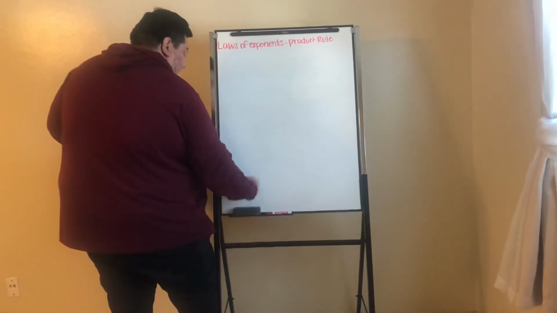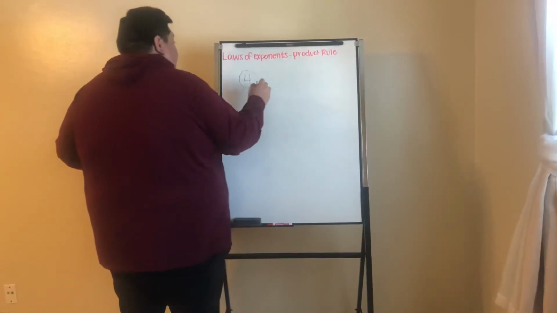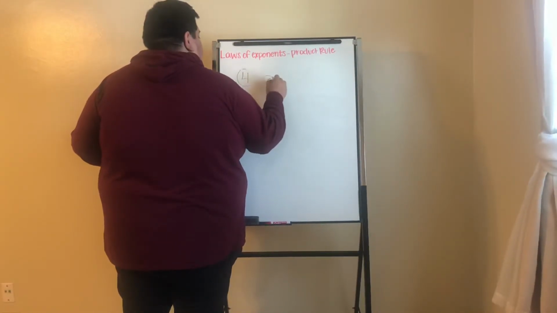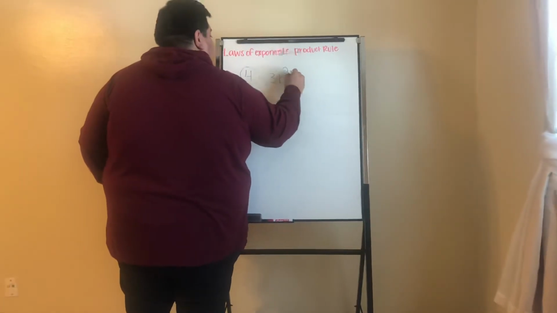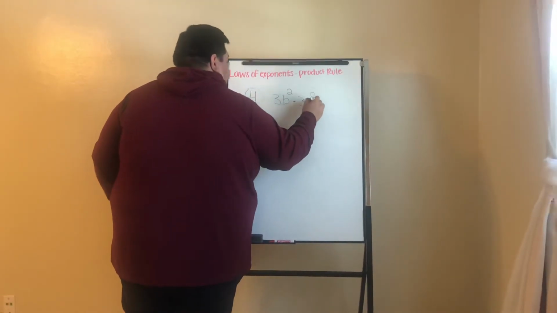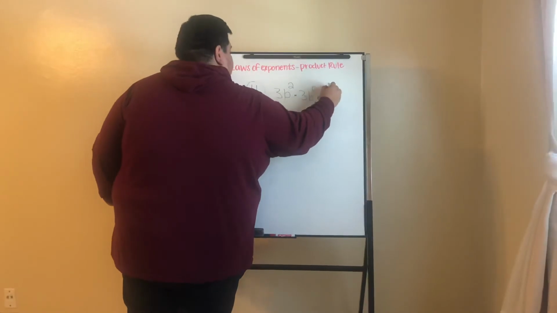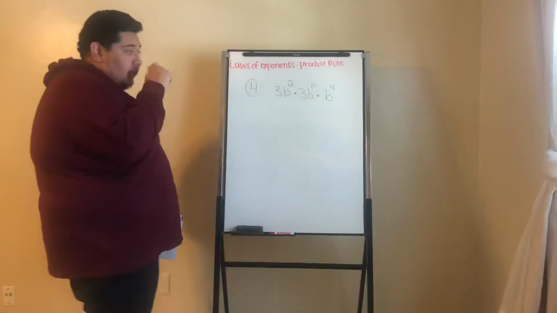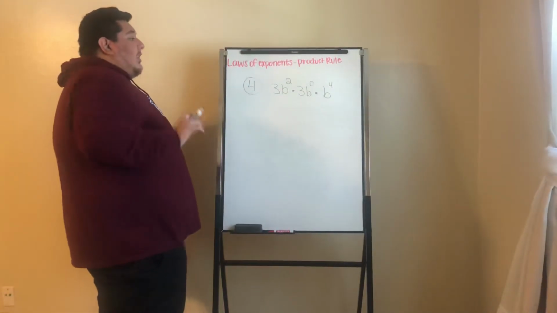Example problem number 4. We have 3b to the power of 2 times 3b to the power of 0 times b to the power of 4. Now this one, let's take it step by step. Let's start recognizing all the things that we should know.